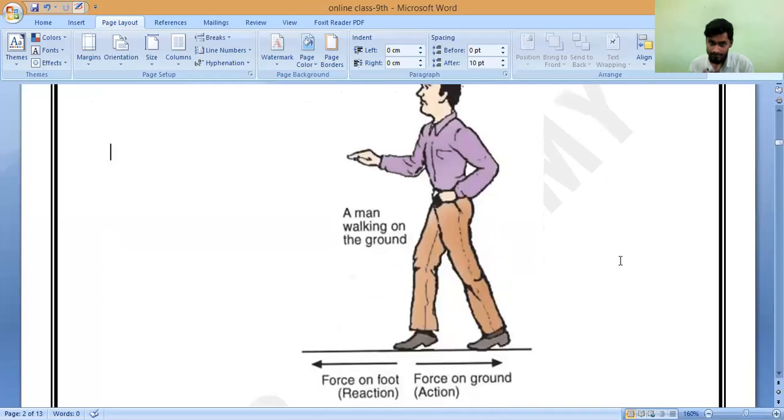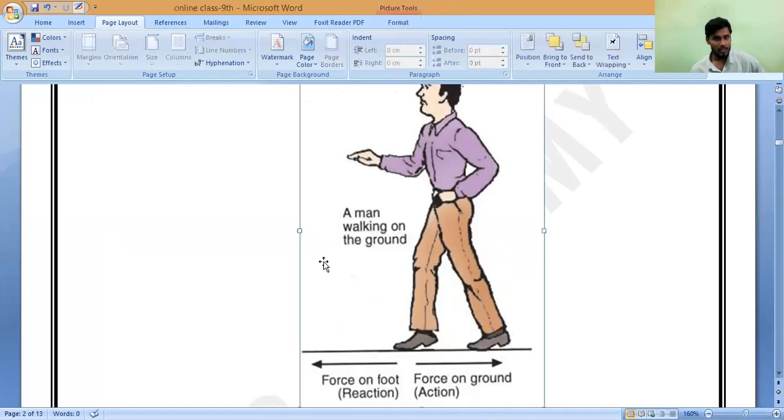Nobody is responding. You have to speak. Now let us observe very carefully. In this picture, can you all see it? So what is happening? A man walking on the ground. Is it yes or no? So what is happening here?